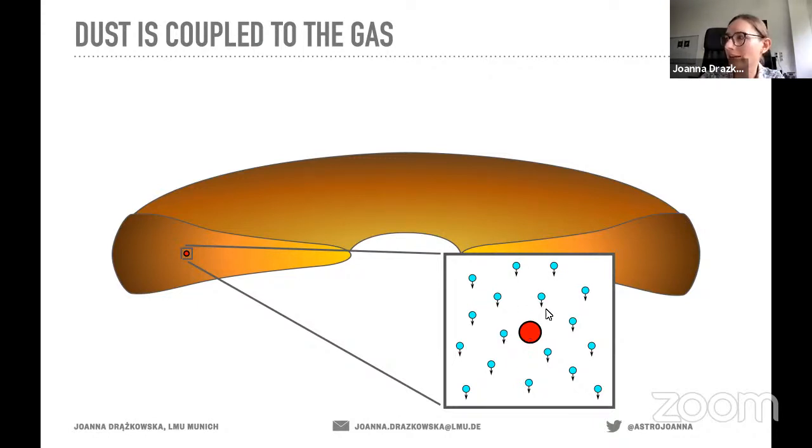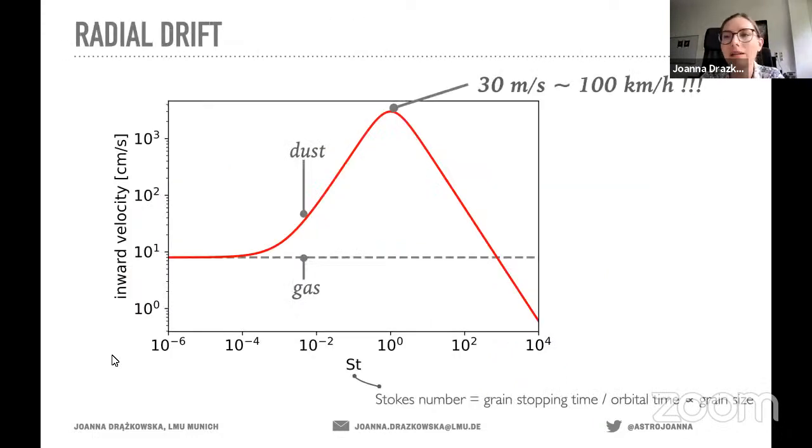Because of the aerodynamical interactions between the gas molecules and our dust grain, the dust is losing its angular momentum and has to move inward towards the star, which is called the radial drift. So the radial drift is basically what makes the pebbles mobile. The speed of the radial drift depends on the size of our solids. But in the theory, we prefer to parameterize the size by the so-called Stokes number, which is just the ratio of the stopping time, which tells us how quickly the gas is interacting with the dust, and the orbital time. So most of the time it is directly proportional to the grain size.